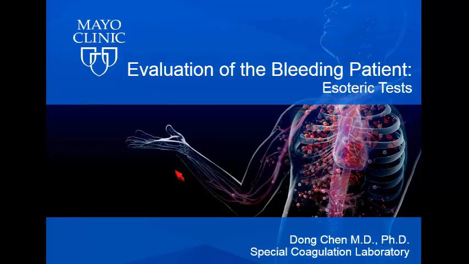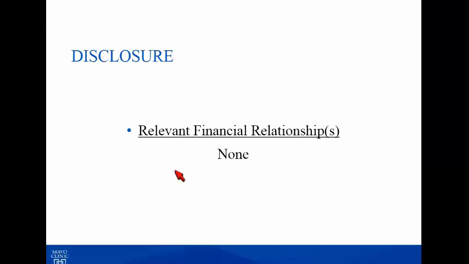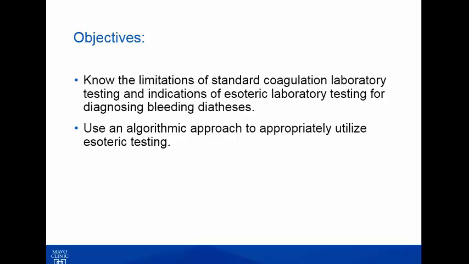Morning, everyone, and I'm going to continue the talk, and move further into the esoteric testing, meaning many of the lab tests I'm going to describe might not be within your laboratory if you're not in the reference lab setting. I have nothing to disclose, and I have two goals. One is that by the end of the talk, we would like to know the limitations of standard coagulation laboratory testing and indications of esoteric testing for diagnosing bleeding disorders. The second is using an algorithmic approach to properly select esoteric testing to diagnose bleeding disorders.